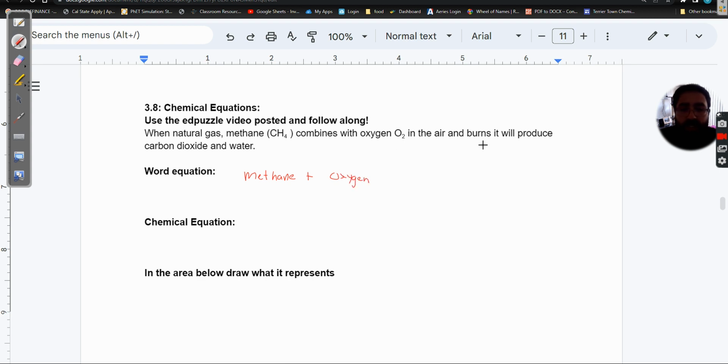When it says produces or yields, that's when you put the arrow. And it makes carbon dioxide and then water. So that's your word equation. Your chemical equation, well, they gave us the formula for methane, that's CH4. And then over here, that's oxygen.